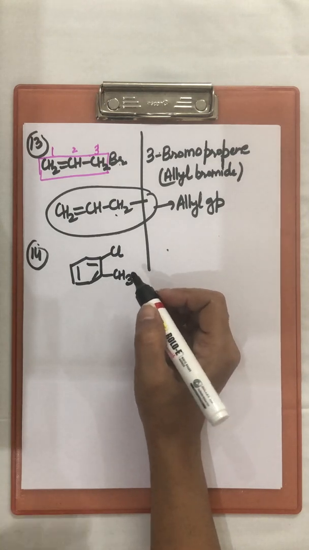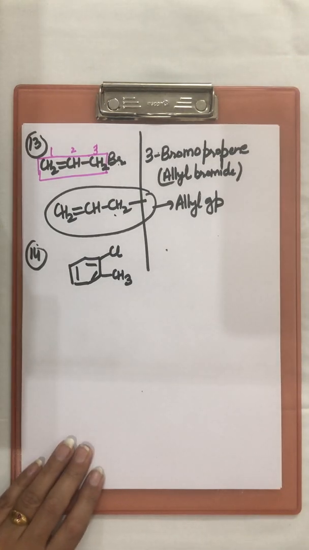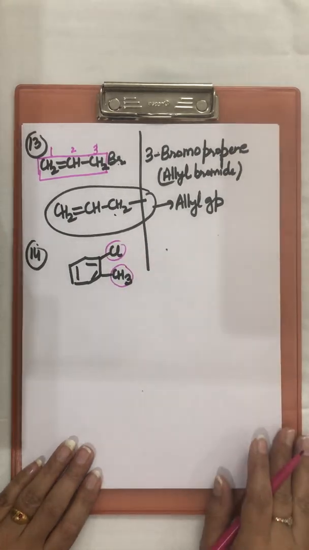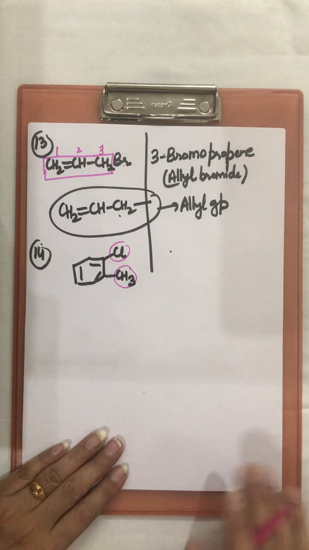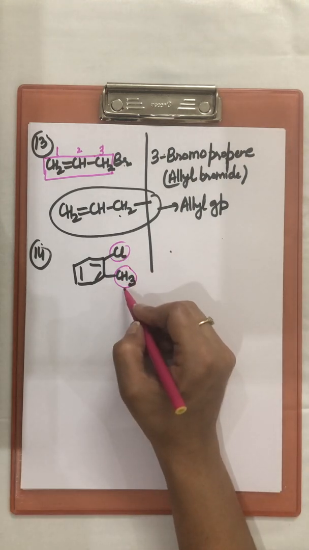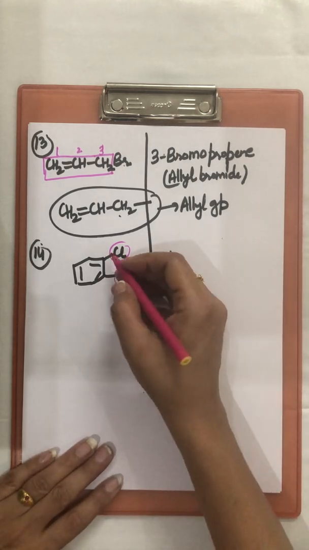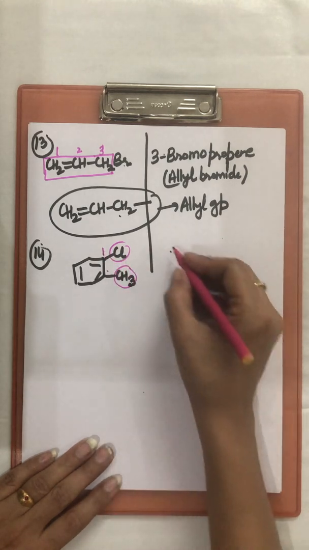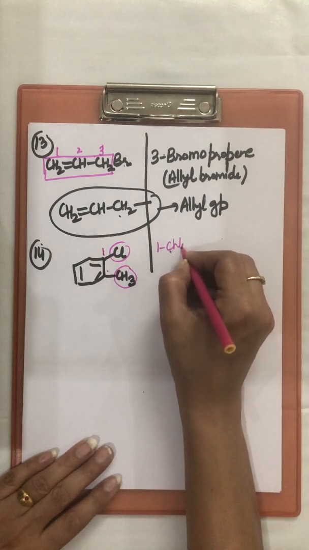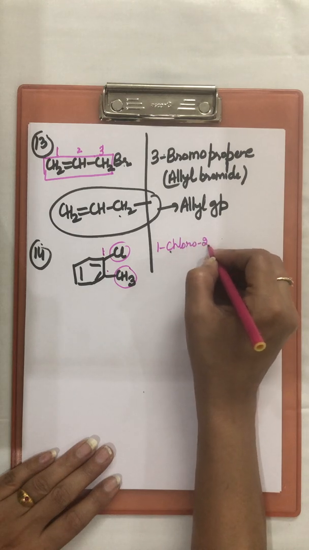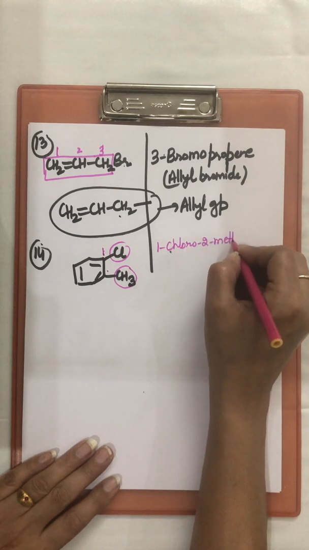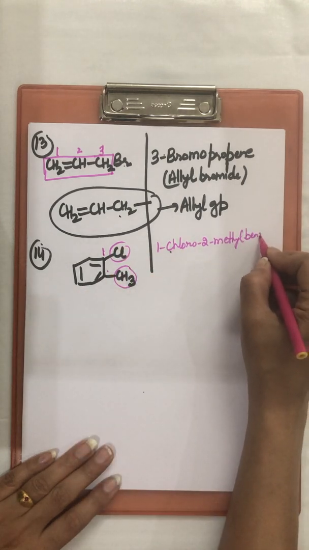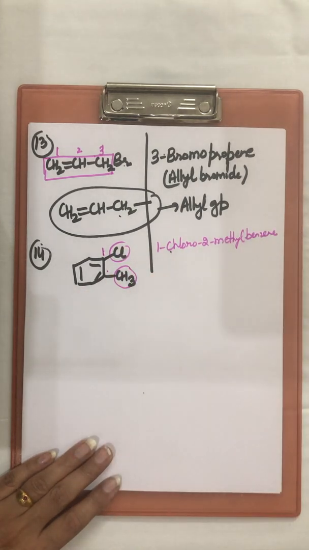IUPAC name of this compound. Now there are two substituents, chloro and methyl. Numbering will be done in alphabetical order since both of these are only substituents. So we are numbering from the chloro side: 1, 2. So this becomes 1-chloro, 2-methyl. These two are attached to benzene. So this is 1-chloro-2-methylbenzene.